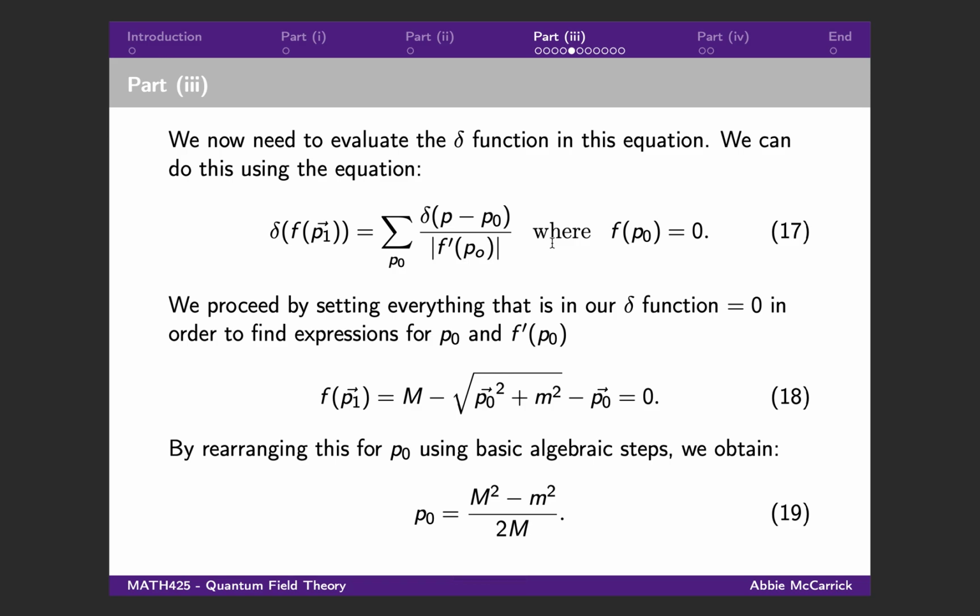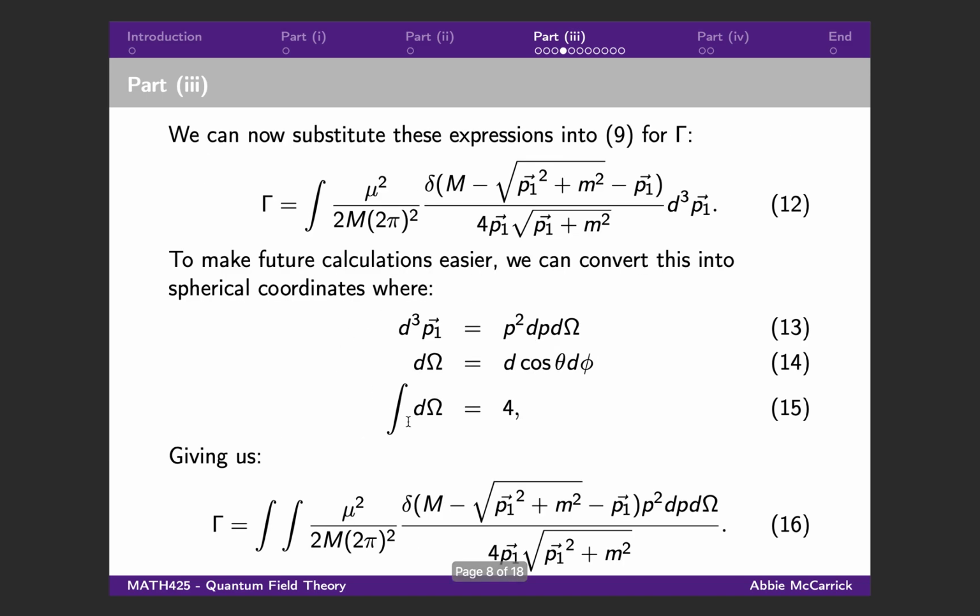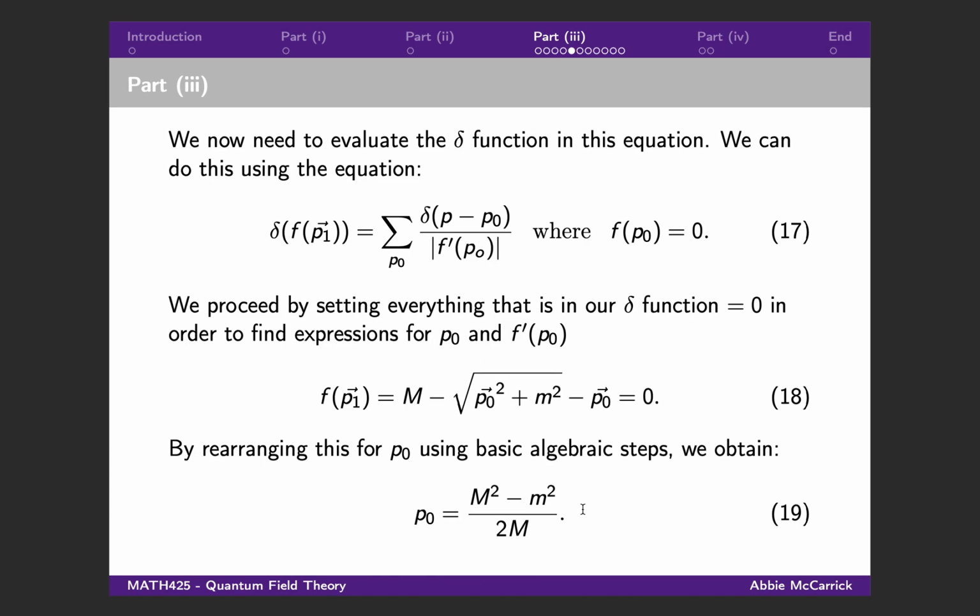So we need to evaluate this delta function in order to do this integral properly. So this delta function here with the m and the p1 and the little m there, we need to evaluate that in order to move forward with this integral. We can do this using the equation as follows, which is an expression for a delta function with a function inside it, where we can set this function p0 equal to 0. So we will be using this equation 17 here.